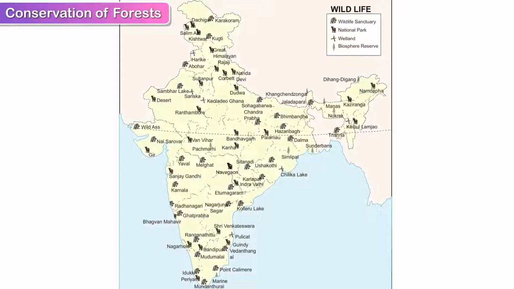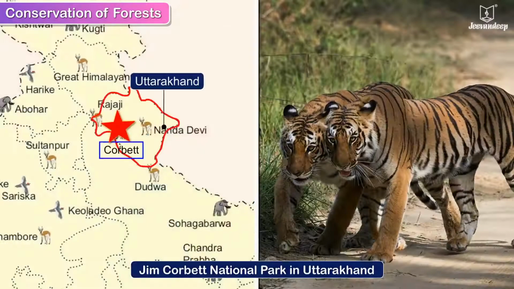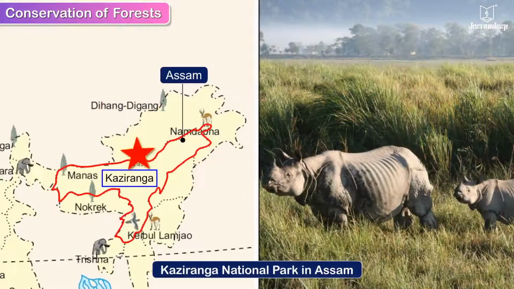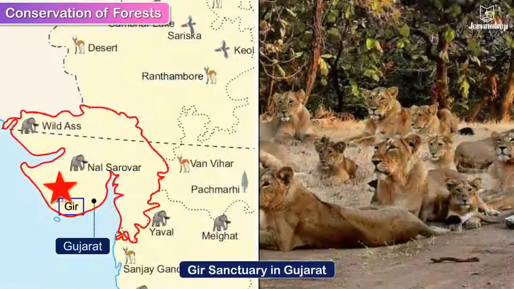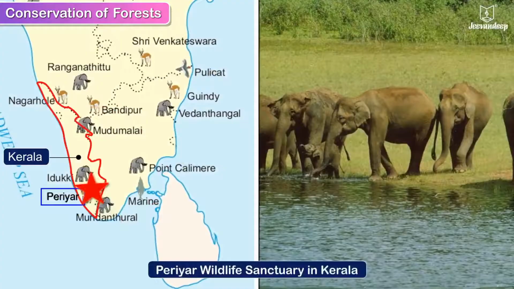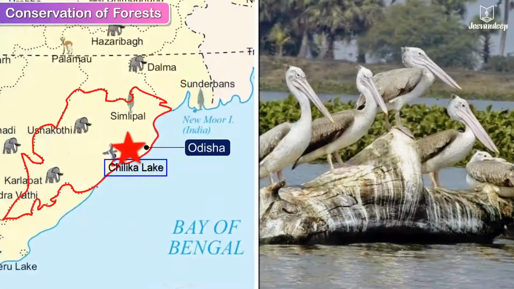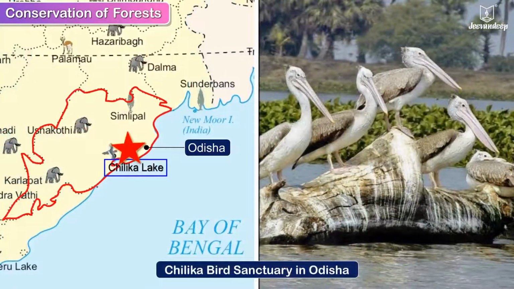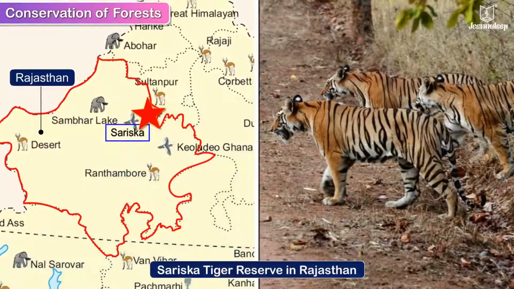Some well-known national parks and wildlife sanctuaries are the Jim Corbett National Park in Uttarakhand, the Kaziranga National Park in Assam, Gir Sanctuary in Gujarat, Periyar Wildlife Sanctuary in Kerala, Chilika Bird Sanctuary in Odisha, and Sariska Tiger Reserve in Rajasthan.